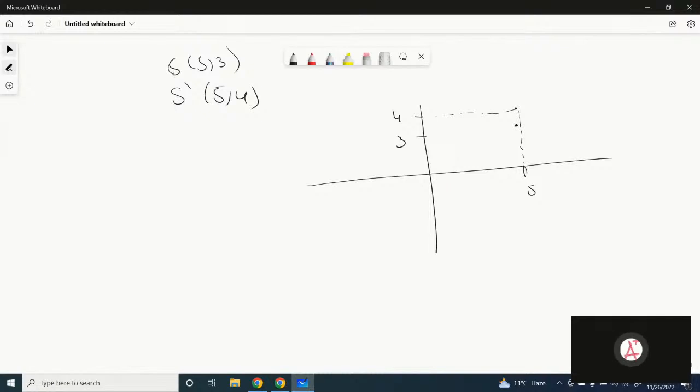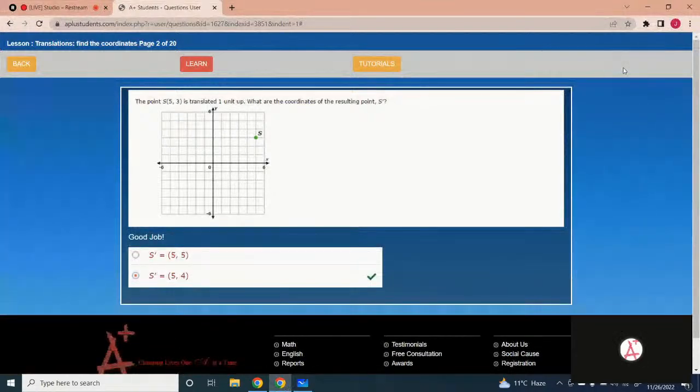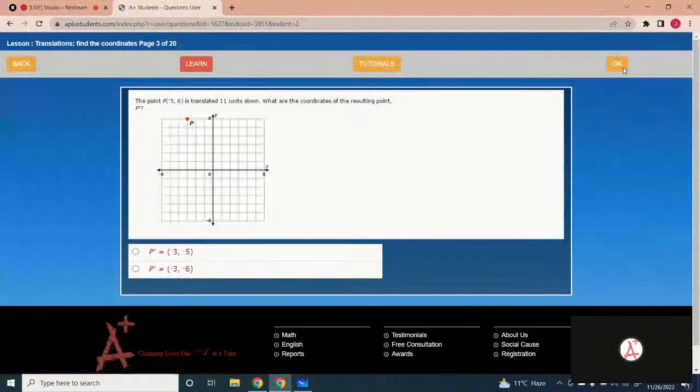So either you can use the graph, just move the point on the graph, or add or subtract values to x coordinates or y coordinates. Got it? It would be 5 and 4. So select the correct option and click on the OK button.